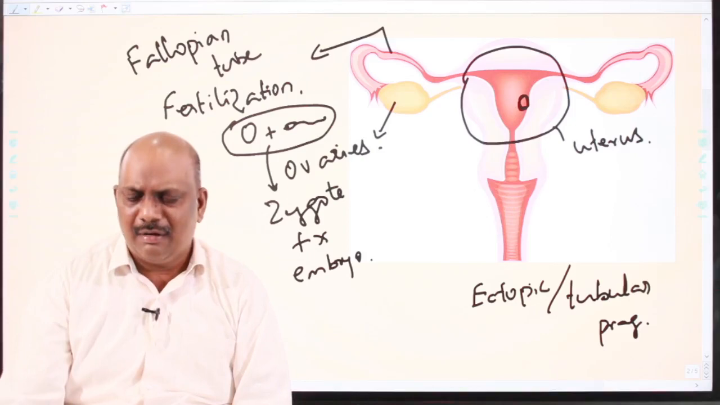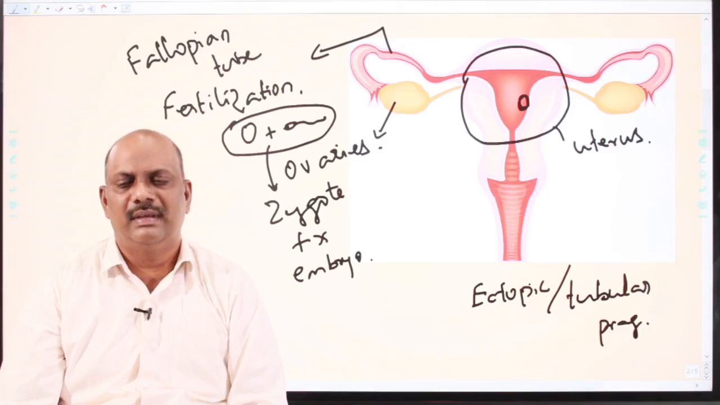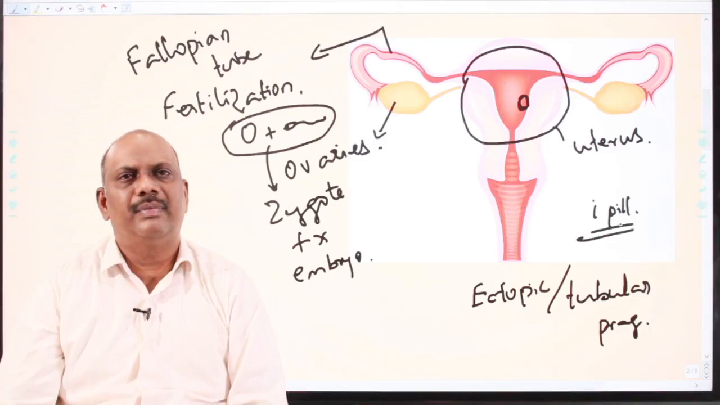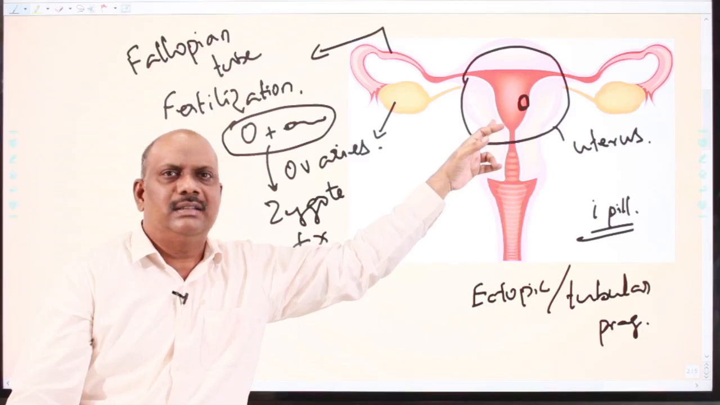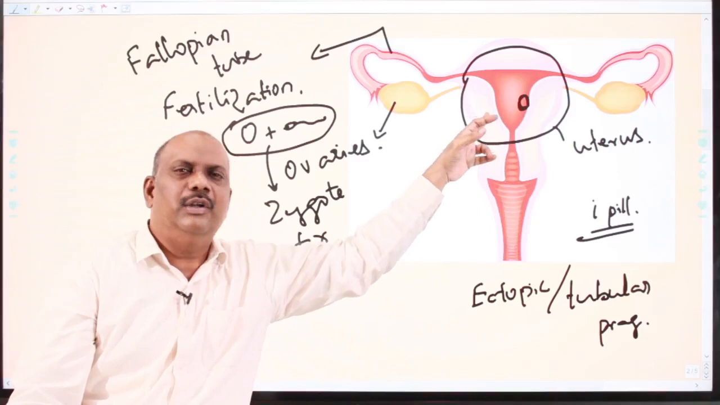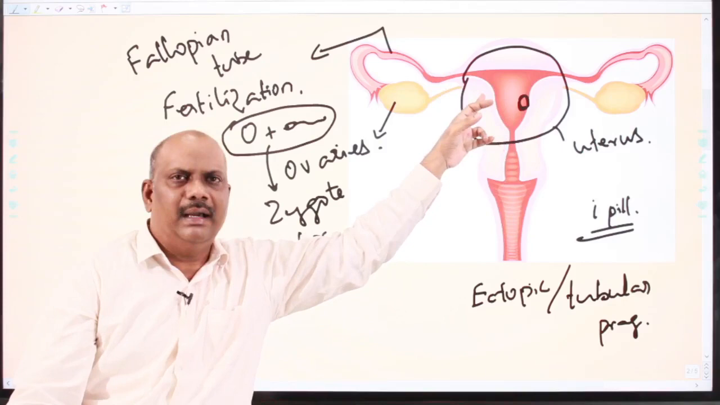Nowadays, there are a number of oral contraceptive pills. One is the I-pill. So what the I-pill actually does is it makes this layer so smooth that it prevents the dividing cells from getting attached or implanted in the uterus. And if at all there is a formation of an embryo, it gets washed away.